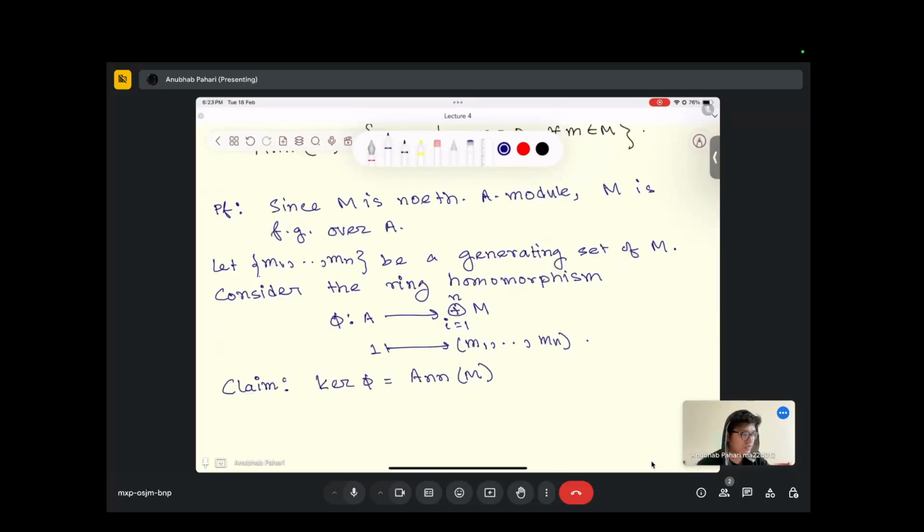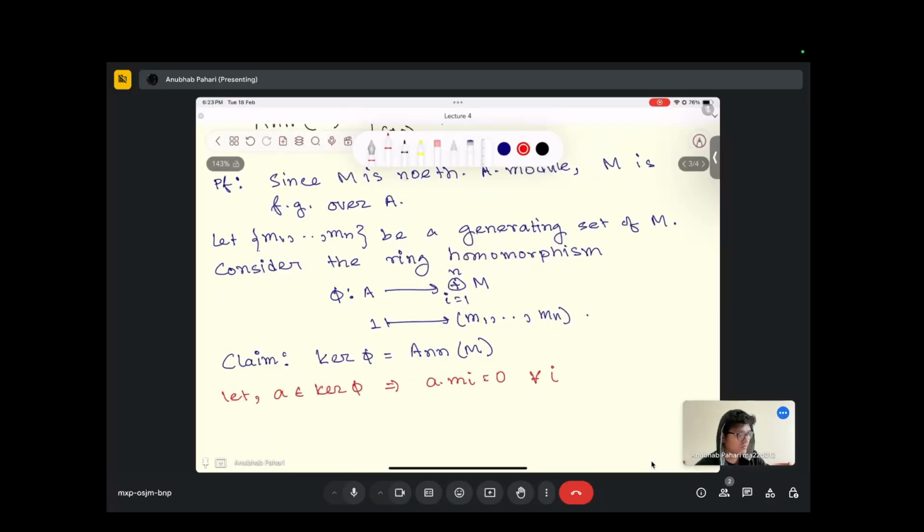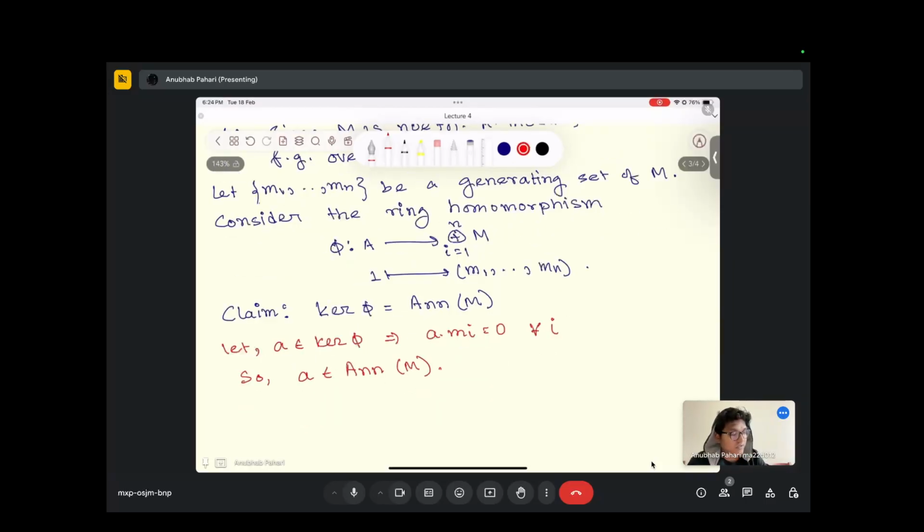So let's prove that first. Let A belong to the kernel of phi. That means A dot Mi equals 0 for all i. Now M is generated by all these Mi's, so A belongs to the annihilator of M, right? Because any element of M can be written as a sum of scalar multiples of Mi, so that would mean that A dot that M should be 0.